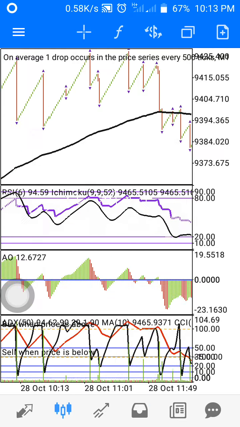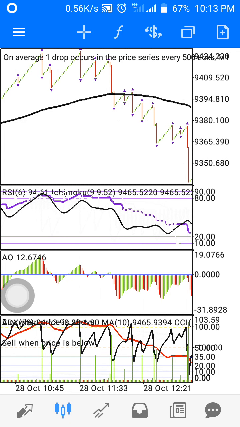So guys, go ahead and practice this. Practice on your demo so that you get the gist real well before you go live account.